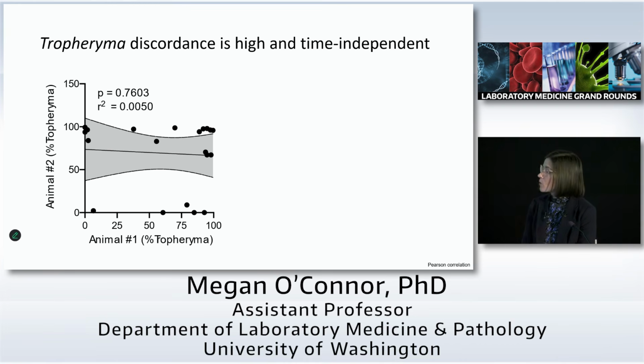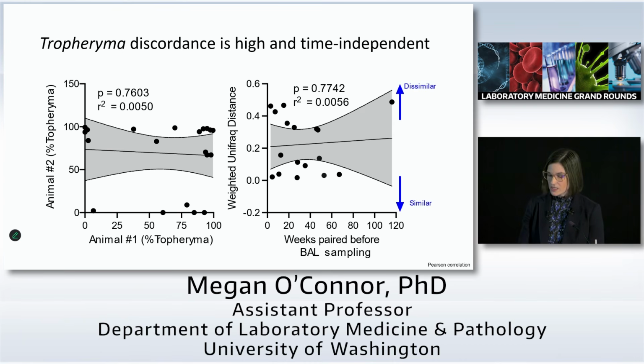And likewise, something that we can incorporate within our data is that some animals are paired for a very short time, and some animals are actually paired for over a year. So it could be possible that there needs to be a certain amount of time for us to have convergence of these microbiomes. One way to look at this is the weighted UniFrac distance, where shorter distances are more similar, and larger values are more dissimilar. If we look at how many weeks the animals have been paired, again, we see no relationship with time. And so this is really showing that Tropheryma discordance is high and not time dependent.